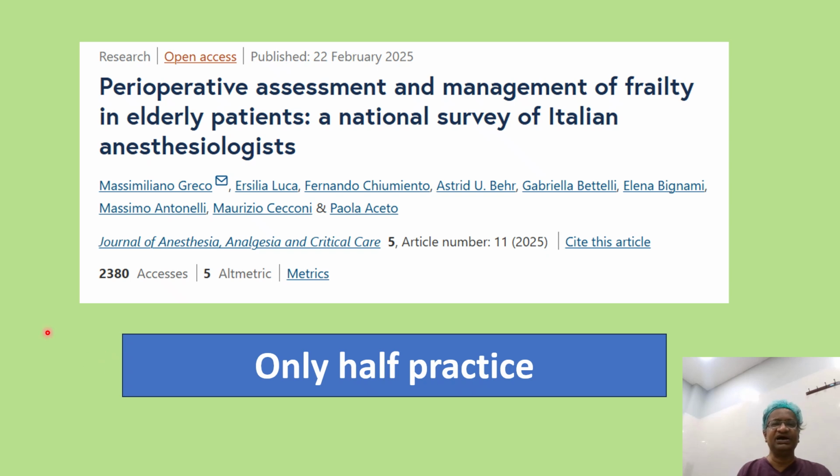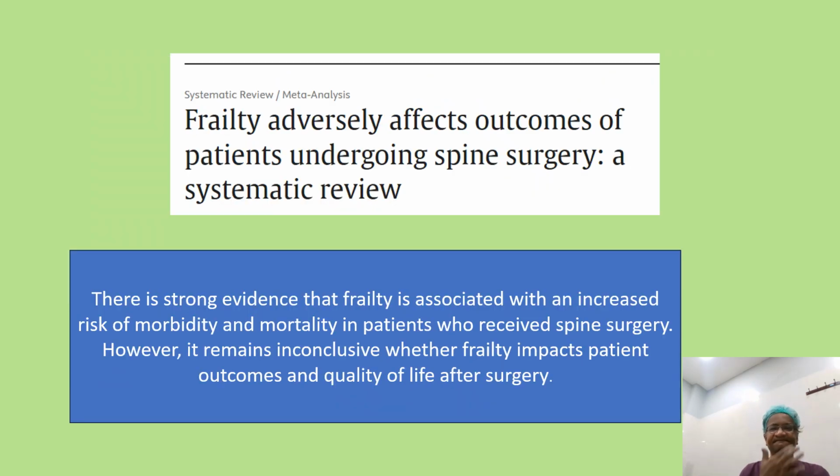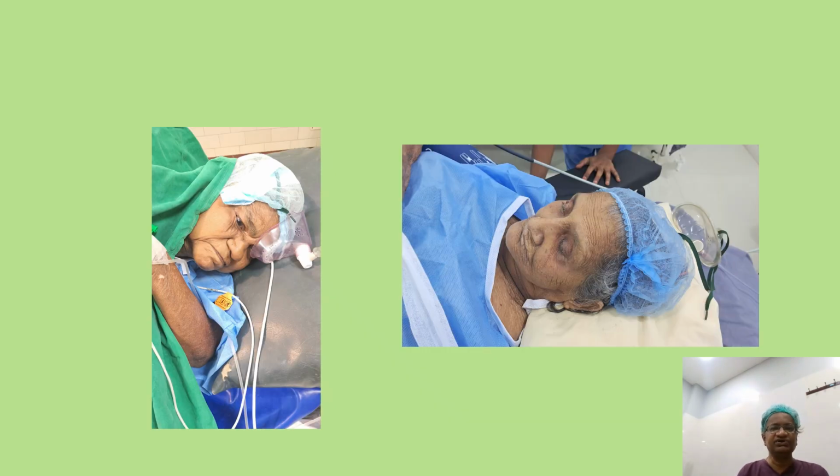A national survey, because many people don't bother; even in Italy, a survey has told that for frailty, people don't bother, and only half of them practice. There is strong evidence that frailty increases the risk of morbidity in spine surgeries. Frailty impacts patient outcomes and quality of life after surgeries. Now you can see these are frail patients, old age and frail.